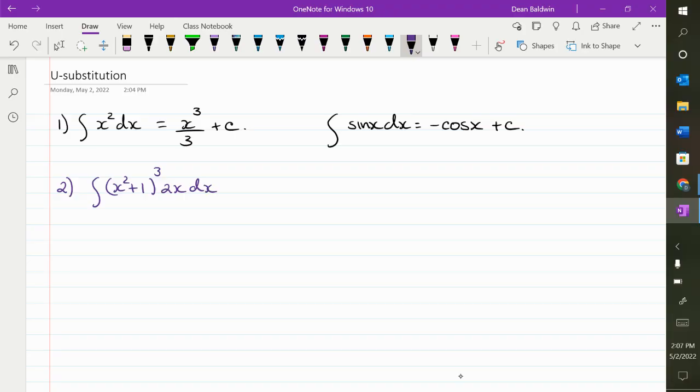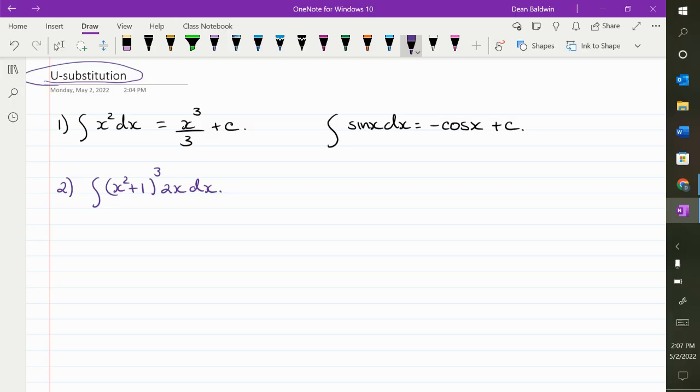So we're going to look at this here: (x squared plus 1) to the power of 3 times 2x dx. When you get a function that looks like this, you're going to use what's called U-substitution. And JM was talking about this today: how do you know when to use U-substitution? What you can do is two things. And the more you do these questions, you'll get really good at it. You'll just know what to do.